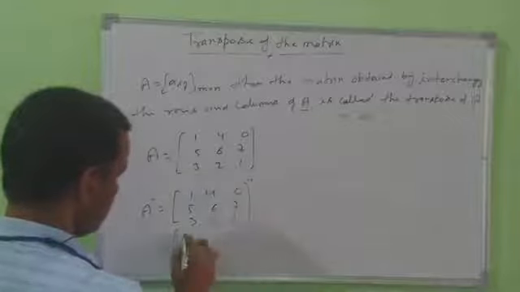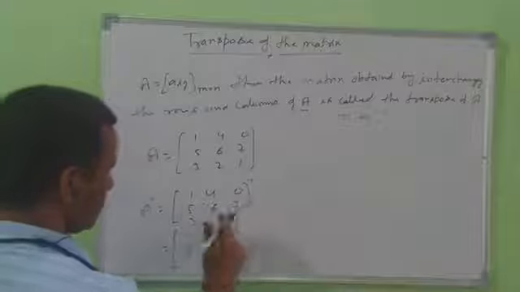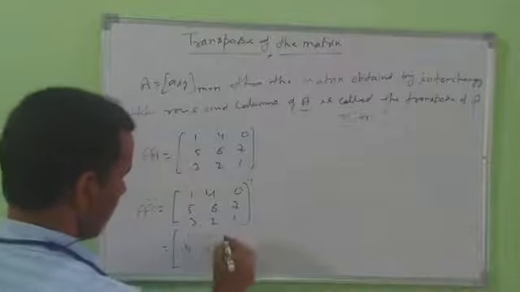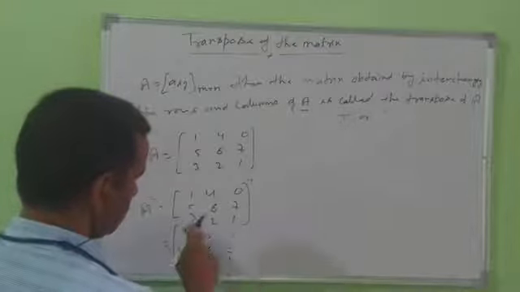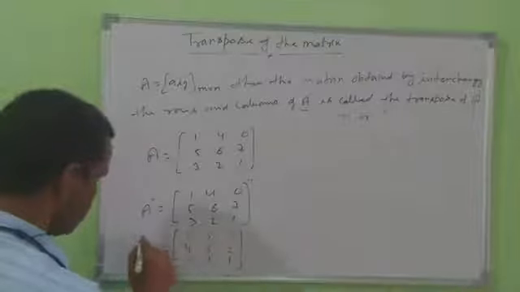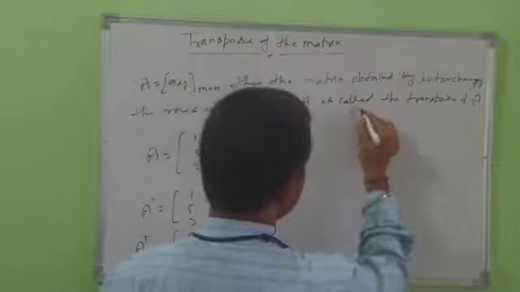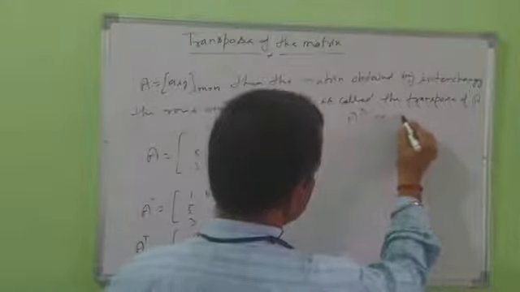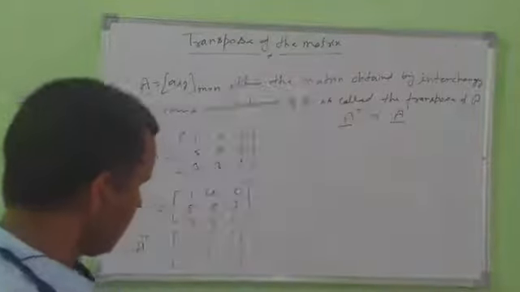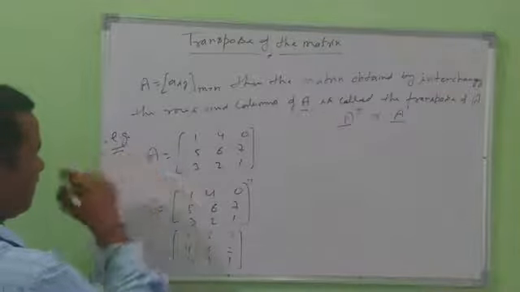This row converts to column: 1, 4, 0, the first row converts to the first column; second row 5, 6, 7, the second row converts to the second column; and 3, 2, 1, the third row converts to the third column. So this is the transpose of the matrix. For any given matrix, the transpose is represented by this sign, or otherwise this sign. So this is the symbol of the transpose of the matrix. This is an example of the transpose of the matrix.